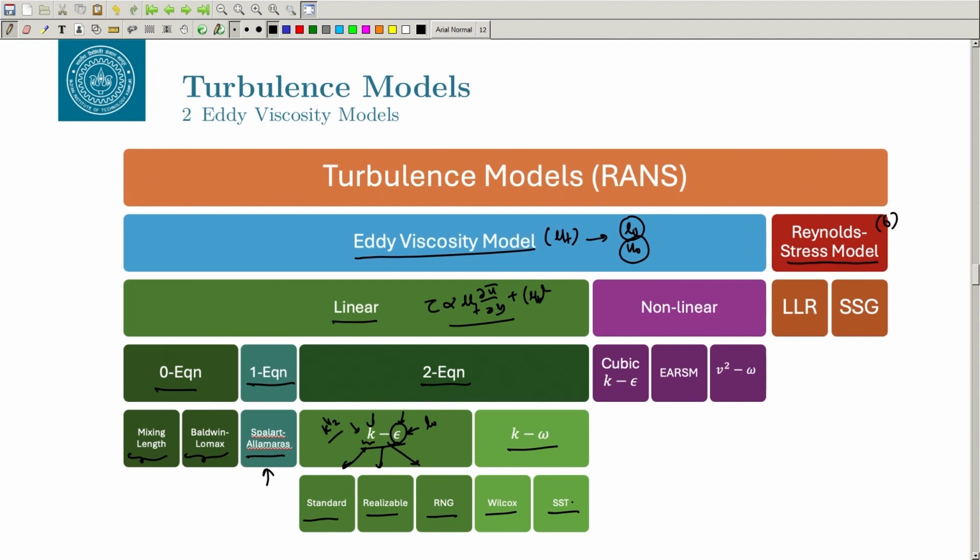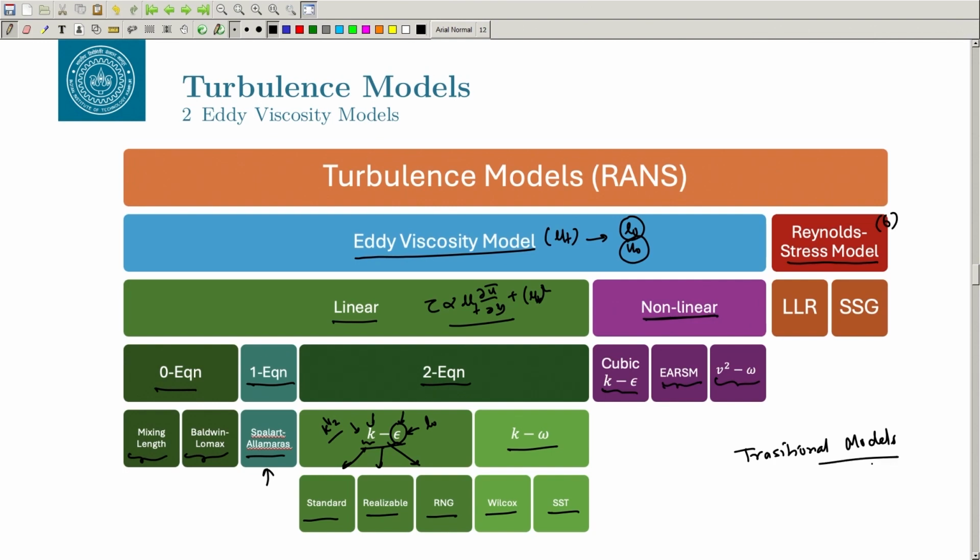Then we have nonlinear models. This will of course be more expensive, but it is suitable for some kinds of non-equilibrium flows. For example, cubic epsilon is one model, EARSM is another model. Then you have the V2 omega model, which is a relatively new model, but is becoming very popular recently. So, these are the models. Apart from these, you also have the transitional models, which are not included in this.